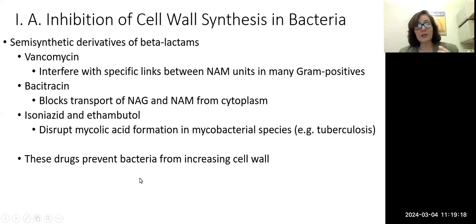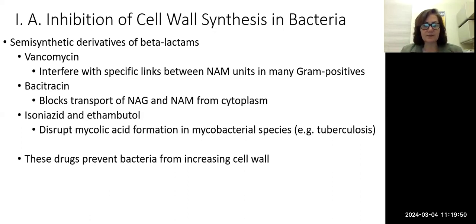Now, this is an important point. All of these drugs interfere with the formation of the cell wall. It doesn't do a thing about existing cell wall. If those NAM subunits got bound together, this isn't going to break that. It can only interfere in the formation of those covalent bonds. So it works when the bacteria is actively reproducing.